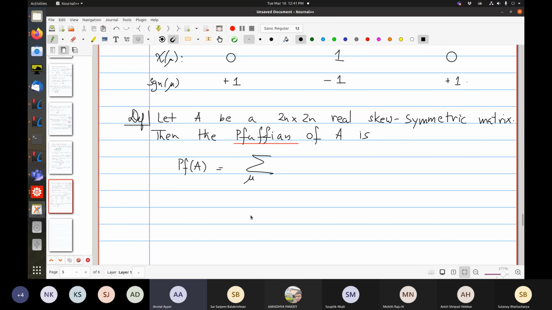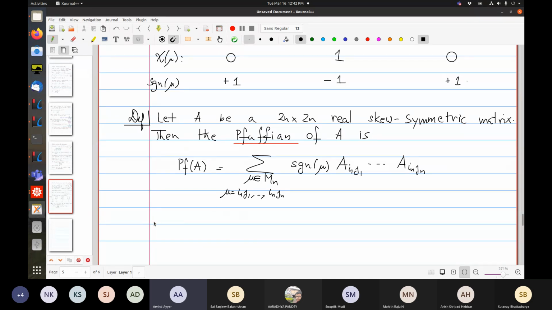Okay, so the Pfaffian is the sum over mu in Mn, where mu is I1, J1, etc. for In, Jn, exactly as before. Sign of mu, which is minus 1 to the number of crossings, times A of I1, J1, etc. Product. So this is the product of these. Okay, so this is the Pfaffian.